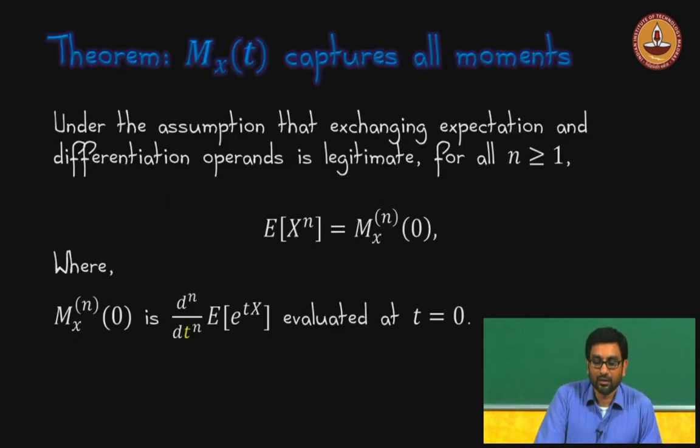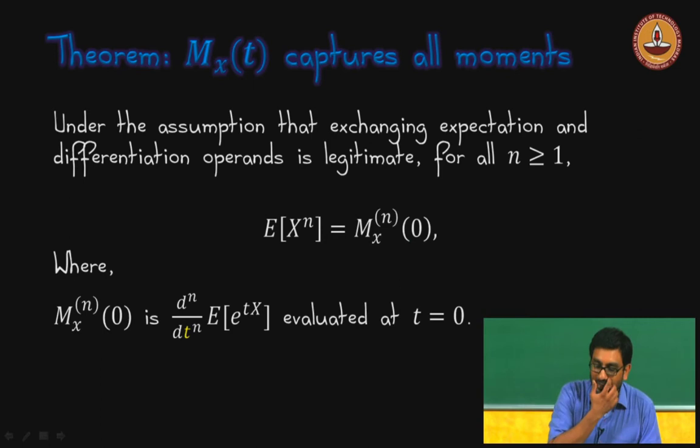First theorem about the moment generating function: it captures all the moments. This is something that we talked about a little while ago with the Chernoff bounds. Why is it so powerful? It is capturing all the moments, not just the first and the second moment. So, why is that the case? It is under some conditions. Here the condition is that when we have expectation and differentiation, we should be able to interchange the way we apply them. If we can interchange them, then we have this theorem.